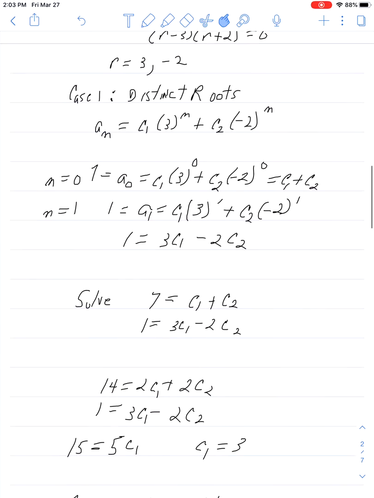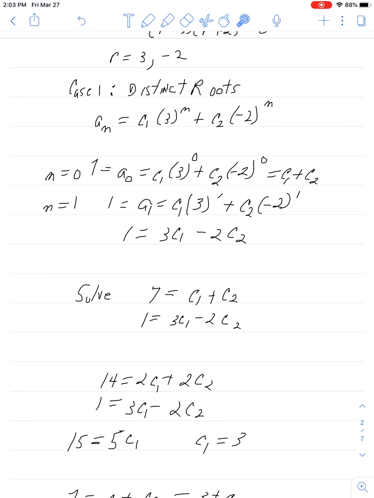I see the easiest way maybe is to take that first equation and multiply by 2, and I get 14 equals 2c1 plus 2c2. Then I write down the other equation below, and I notice this is plus 2c2, this is minus 2c2, so I add those two equations. On the left-hand side, I get 15. On the other side, I get 5c1. That tells me c1 is 3.